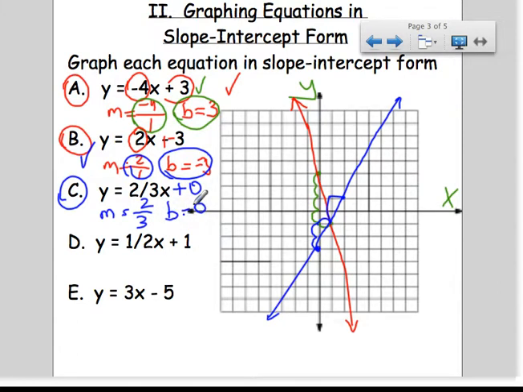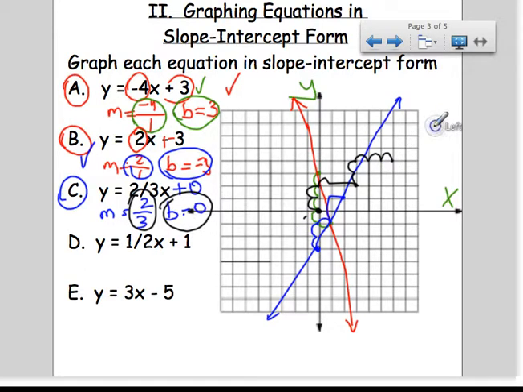I'll do this one in black. Starting with the y-intercept of 0, that's right at the origin in the middle. And I've started with my y-intercept. Next, I need to build a line with a slope of 2 over 3. That means from here, I'll have a rise of 2 and then a run of 3, and I have my second point. I could do it again, a rise of 2 and a run of 3, and I have my third point.